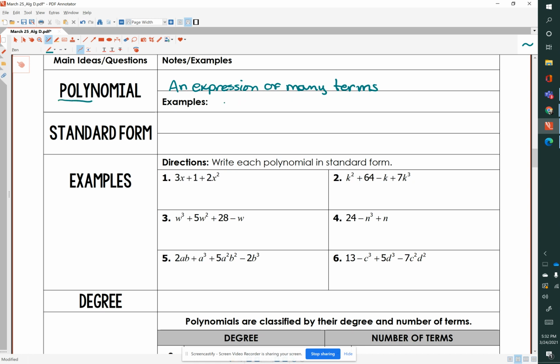So examples would be 6x squared plus 2y plus 3, or you could have 9x to the third plus 4x squared minus x minus 2. So those are all polynomials, but the standard form of a polynomial must be written in alphabetical order with the highest exponent first, and then those exponents will decrease just like here in my example. So we want to write our polynomials in alphabetical order.